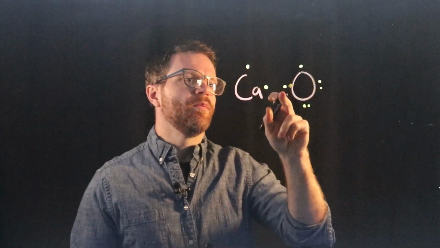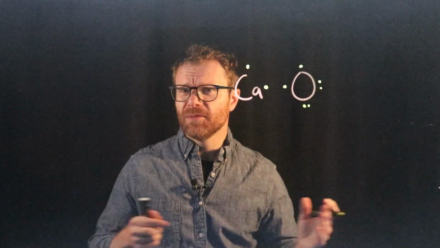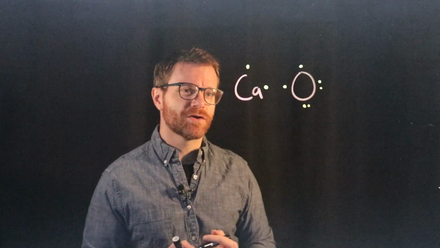And so I'm going to have my 2 open sides be kind of where they can interact with that calcium. Again, you don't need to do that. That's just easier for me. Remember, you put 1 electron on each side before you double them up. That's just basic Lewis structures.